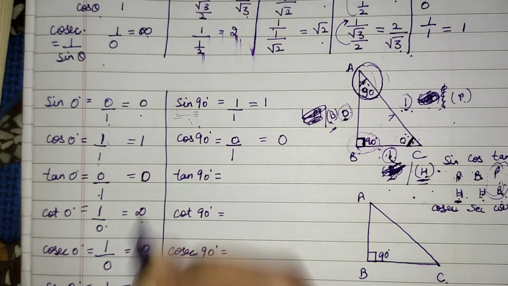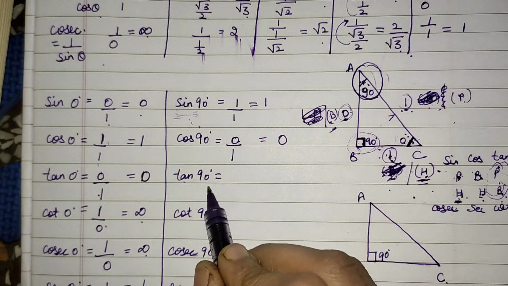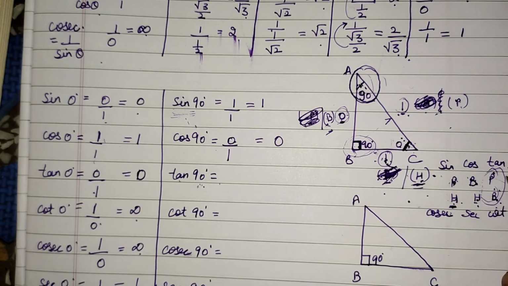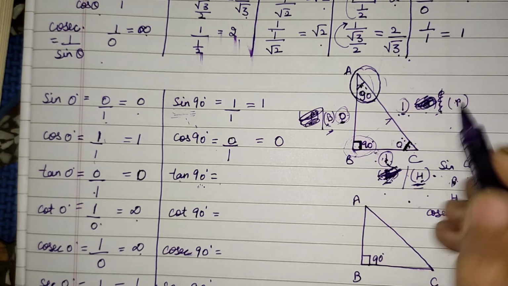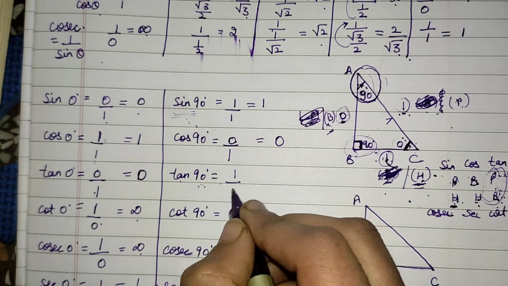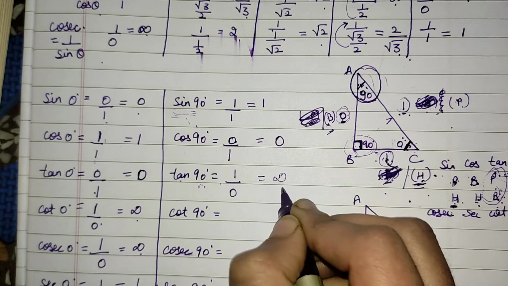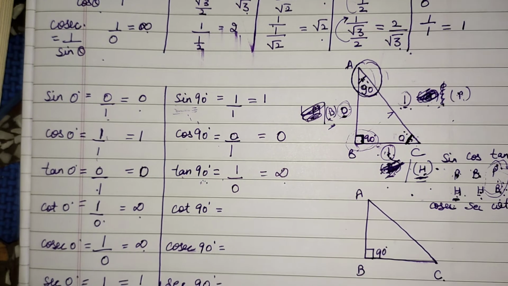0 by 1 will be equal to 0. Then tan 90. Tan theta is perpendicular by base. Perpendicular is my 1. Base is my 0. So 1 by 0 will give me equal to infinity.